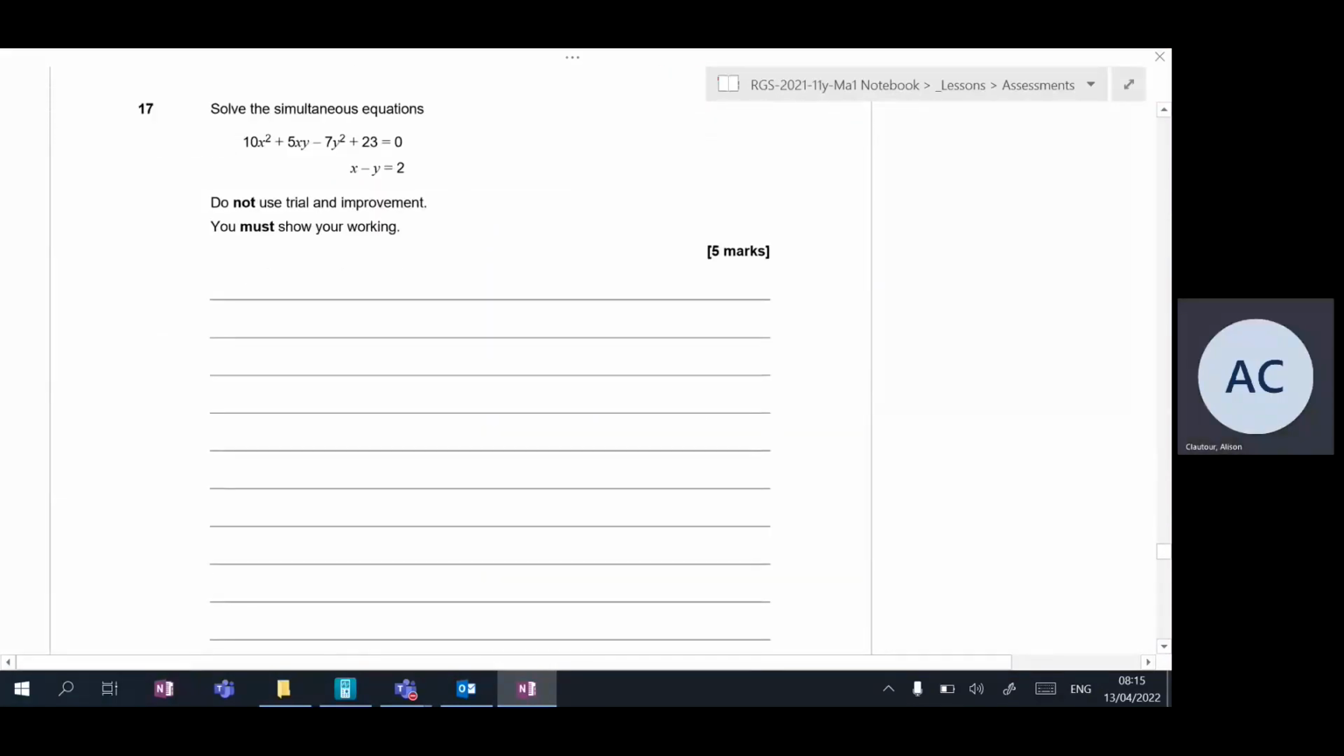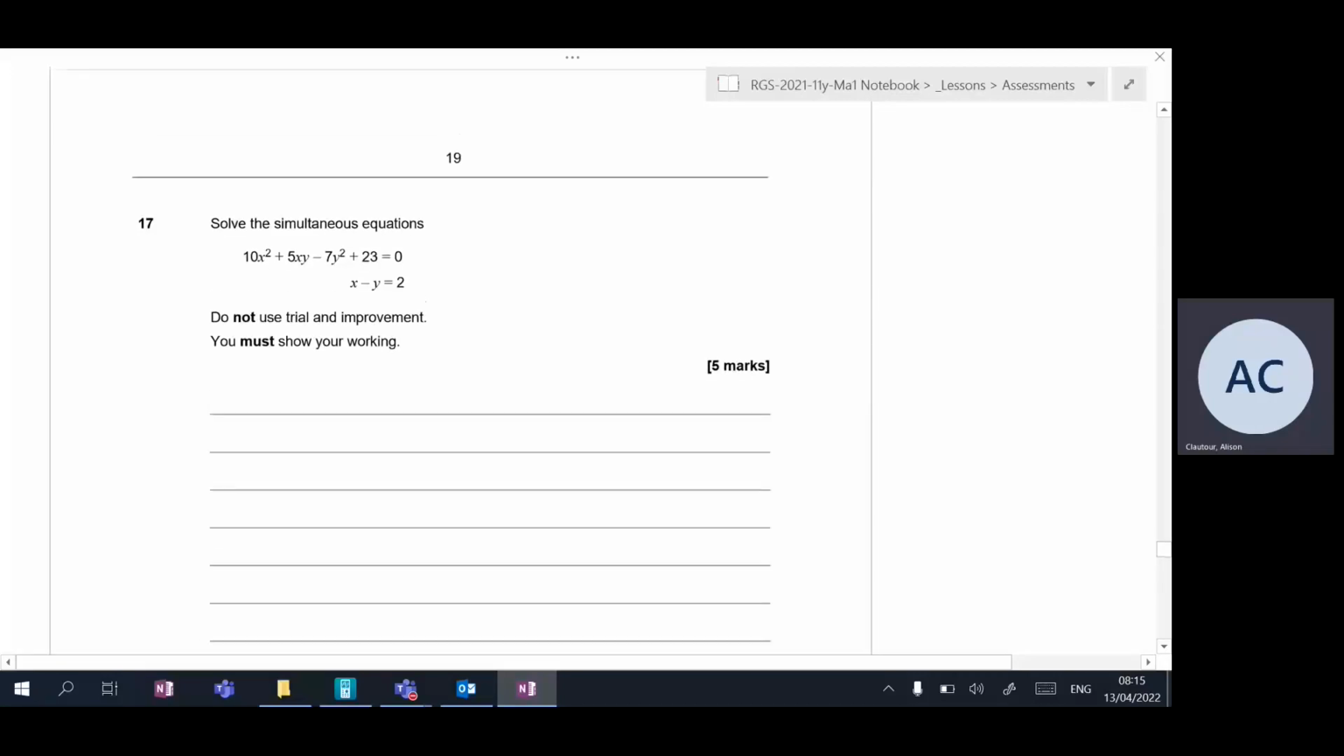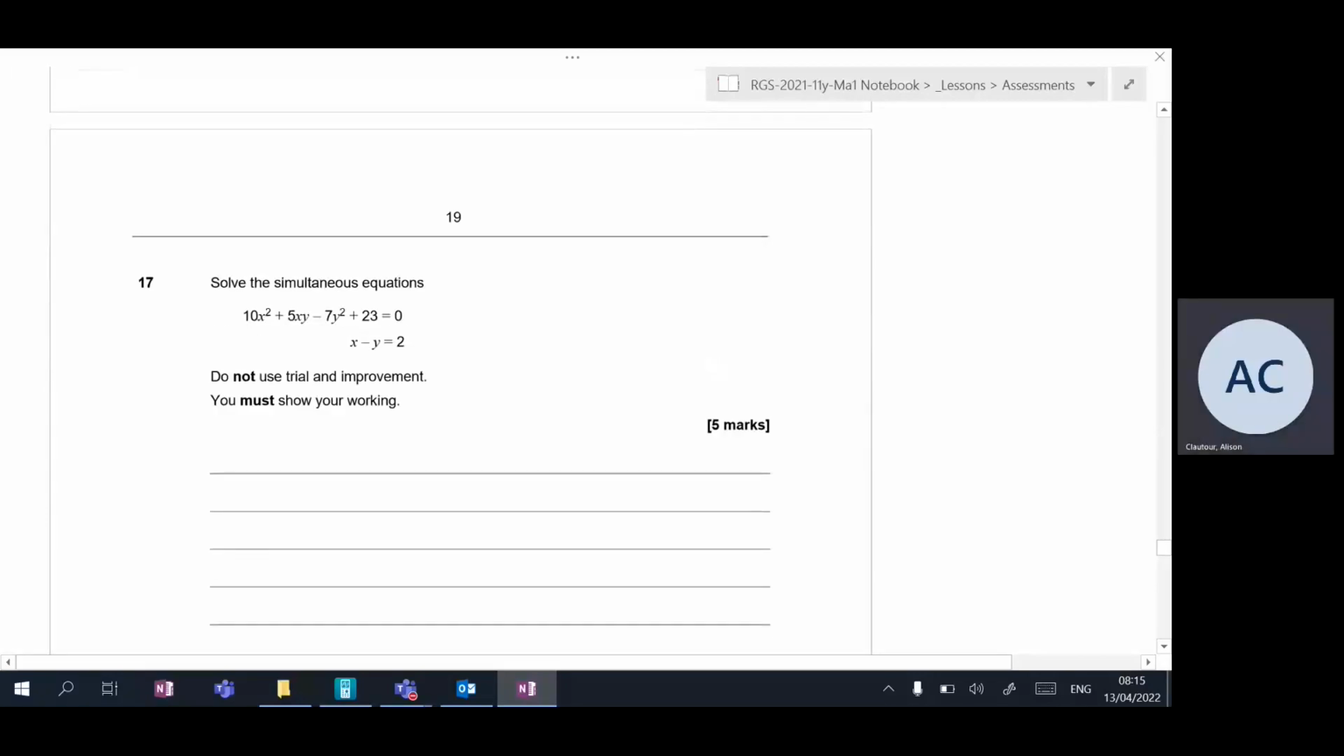Okay, number 17. So this is where you wouldn't get away with just doing things in your graph because it says you must show your working. So we definitely need to do this one algebraically, but again, use graphs and graph work to check your answers. So we have got simultaneous equations that we want to solve. Remember, when you've got simultaneous equations where one has quadratics in it, use the linear one and sub it into the quadratic one.